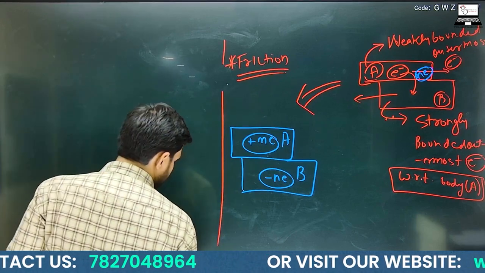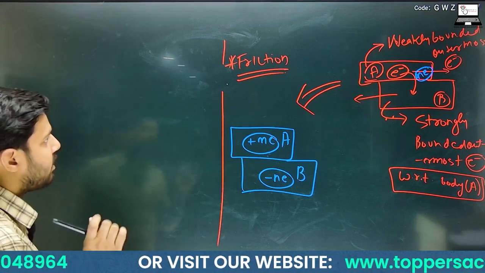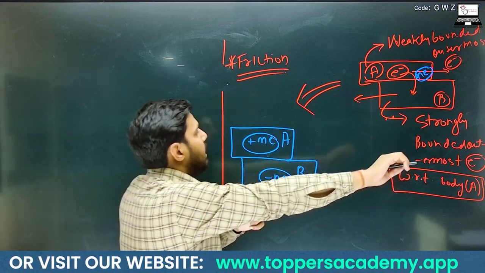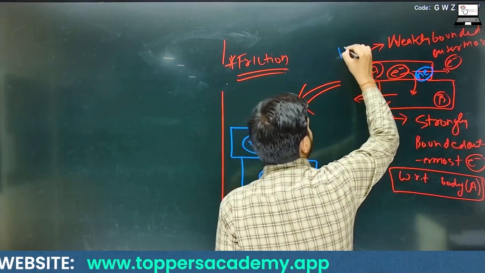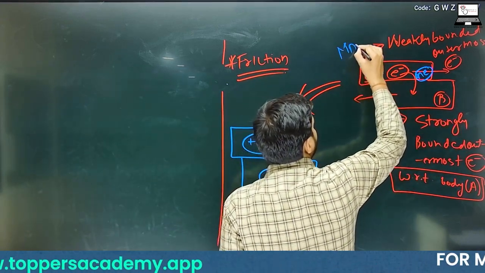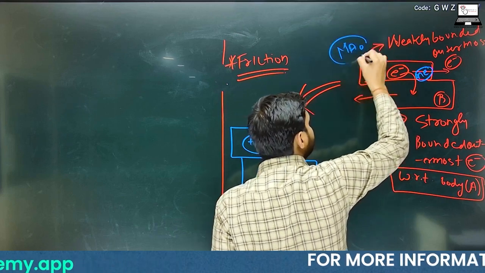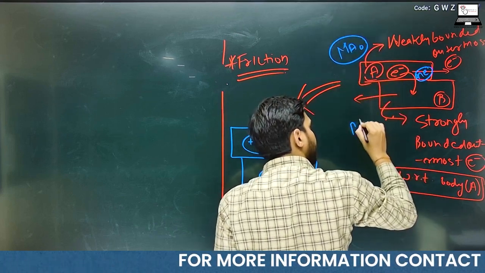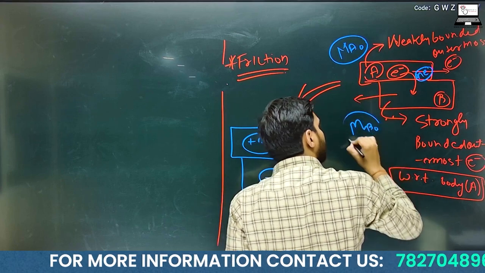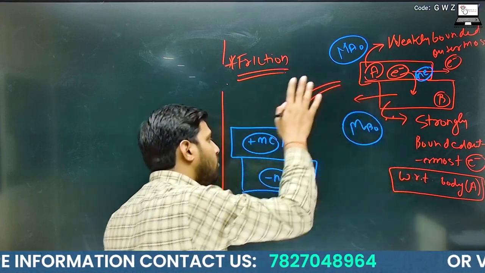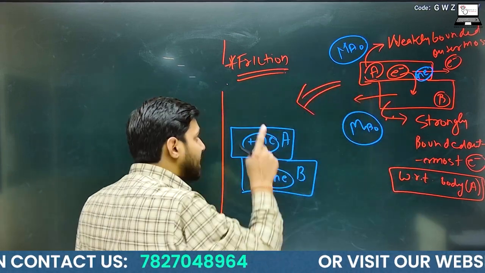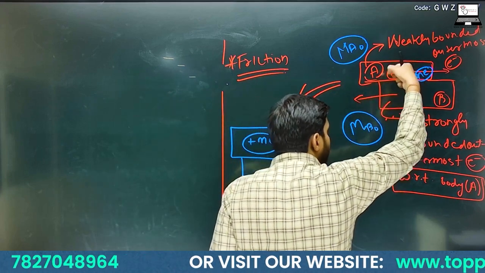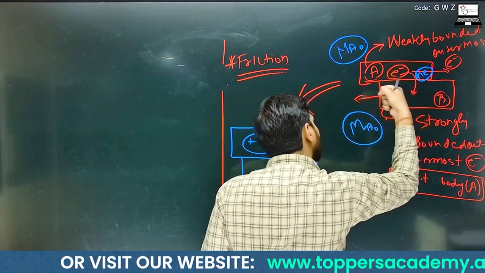Okay. So if you are talking about mass, let us say Ma naught was the initial mass of block A. Mb naught was the initial mass of block B. But here an electron has been transferred from A to B.